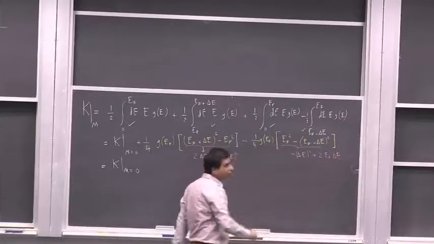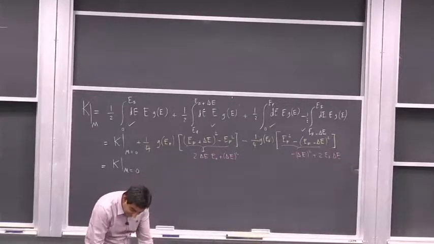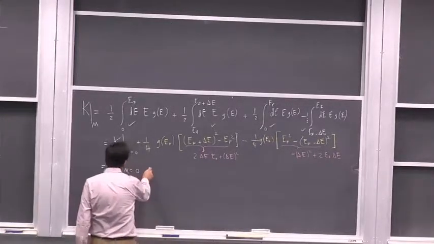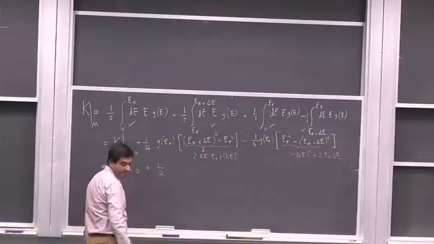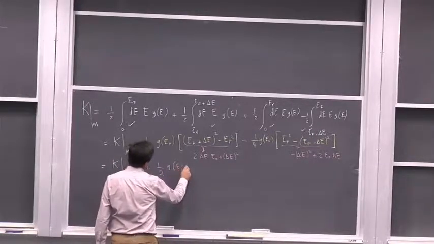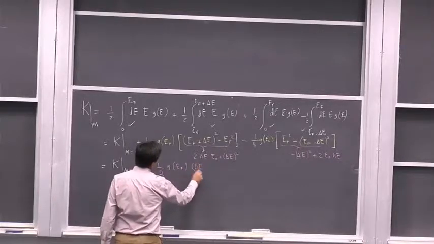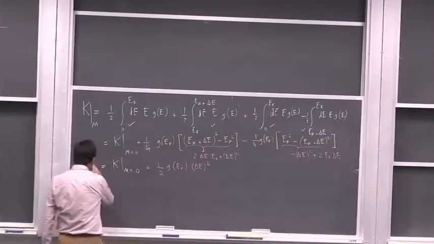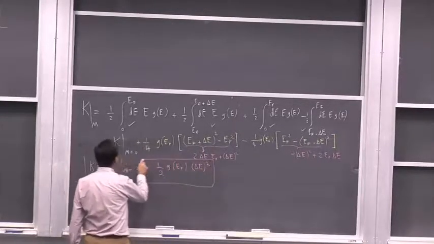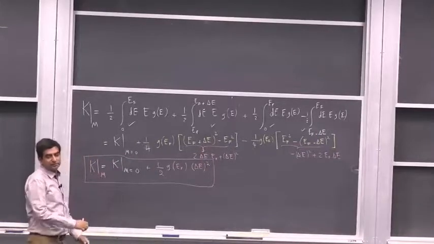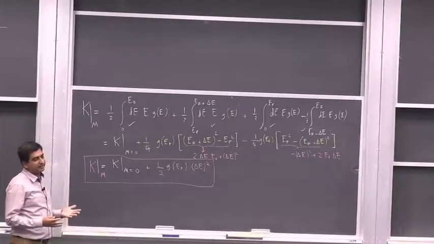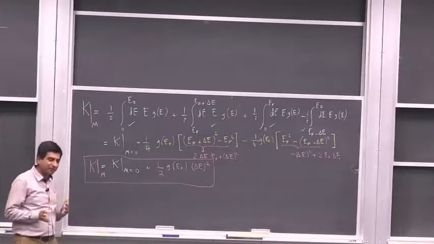So now I insert all of these values in, and the final result that I get is the following: plus half G(EF) delta E squared. So this is the energy, the kinetic energy of the band electrons, the itinerant electrons, in the presence of magnetization, when some electrons have been promoted.